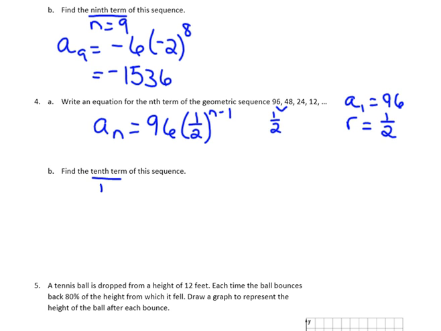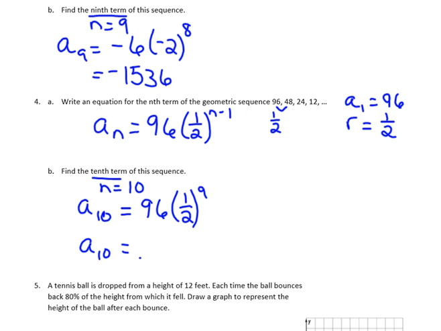Find the 10th term, so n is 10. So A10, the 10th number in the list, would be 96 times 1/2 to the 9th power, right? I already did 10 minus 1 is 9. So the 10th term in my sequence is going to be a decimal, 0.1875.